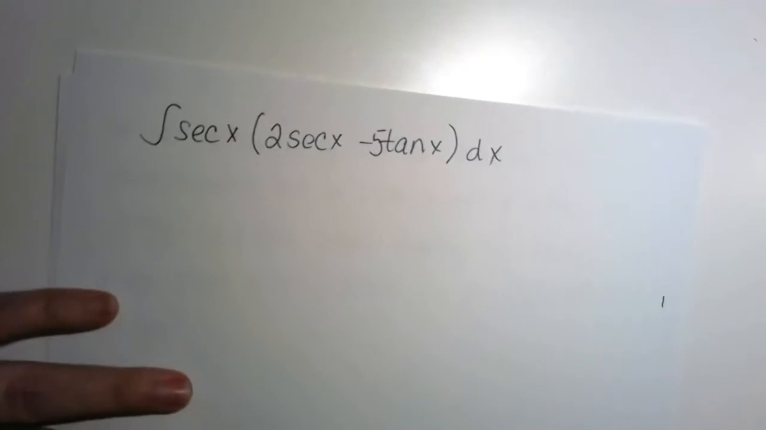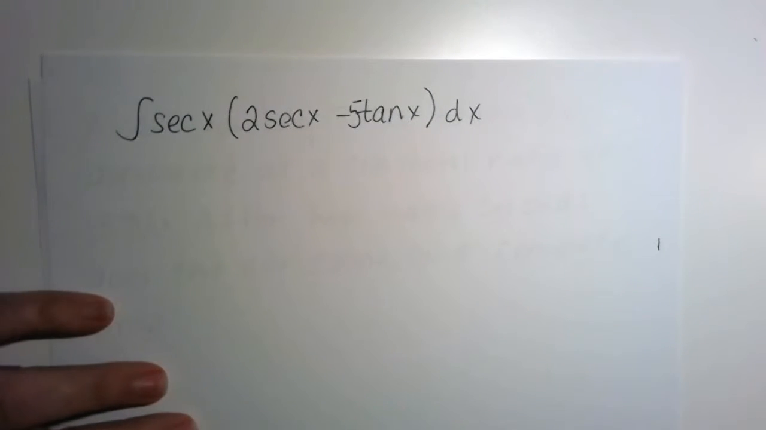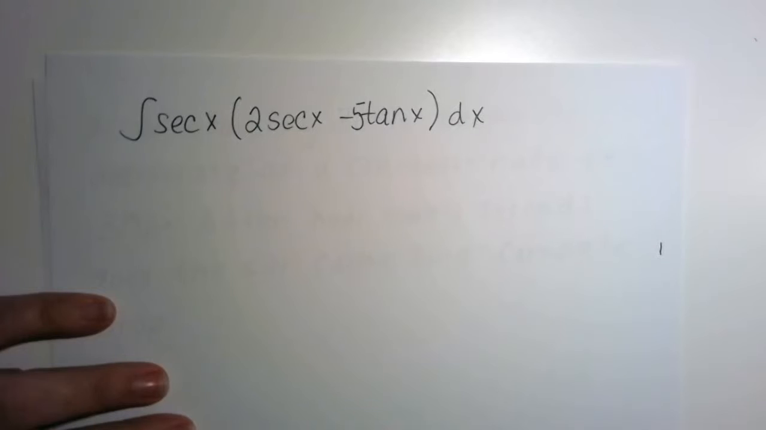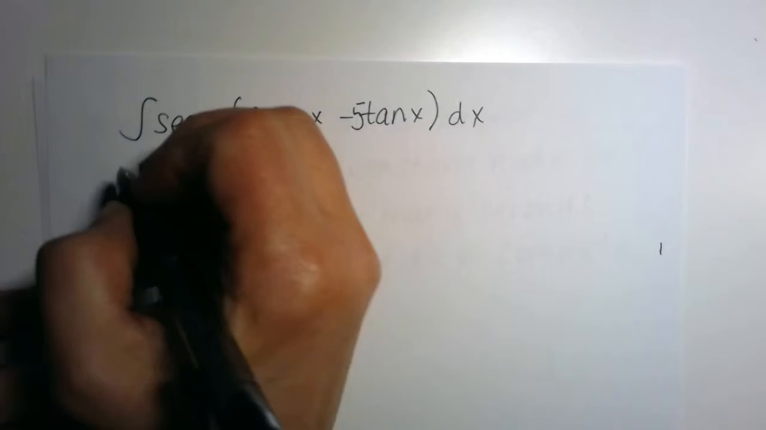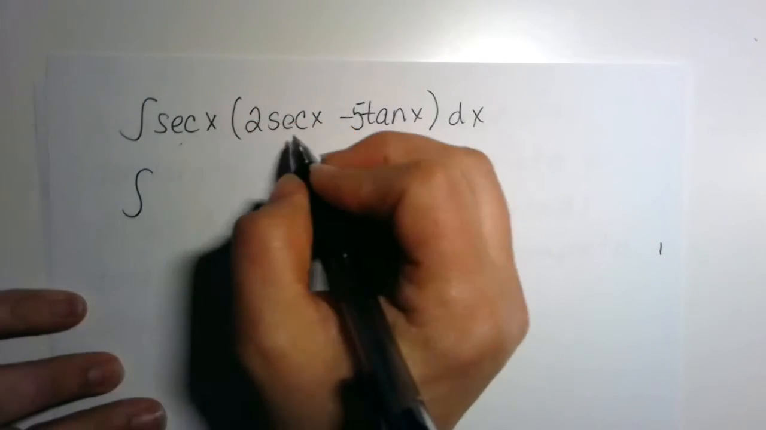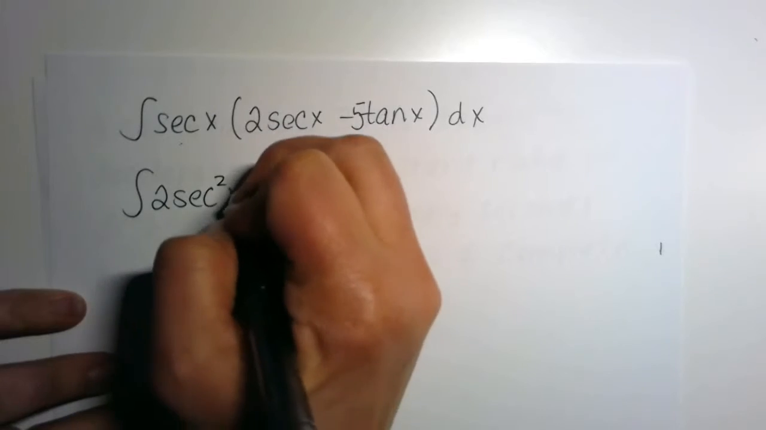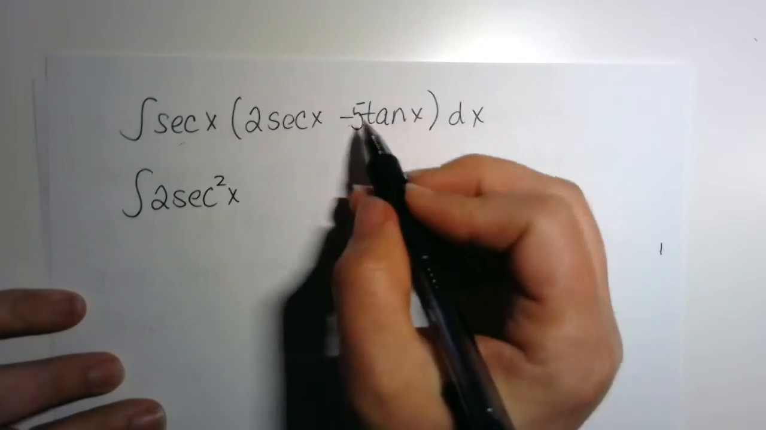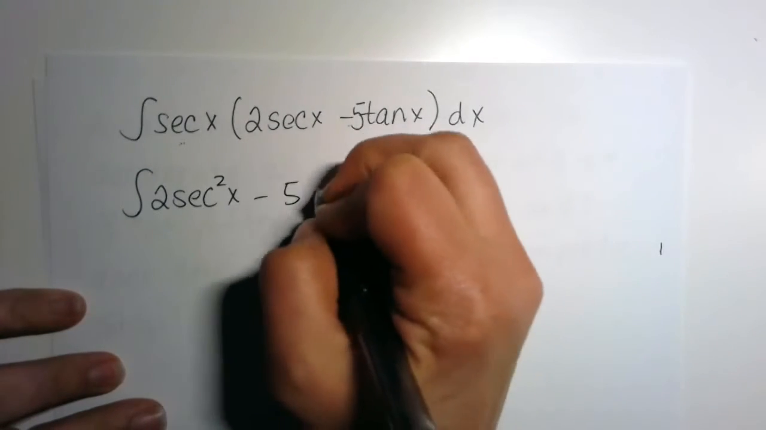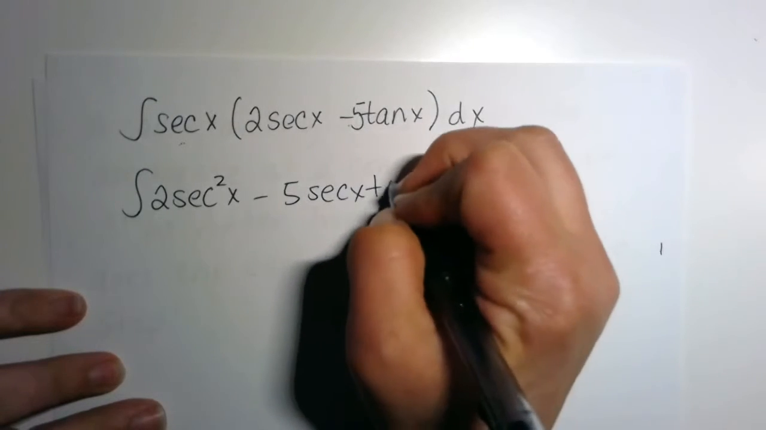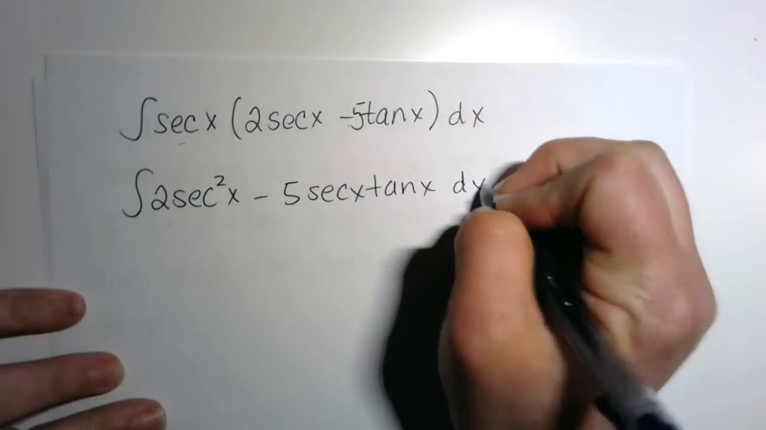All right, so let's do some trig here. So we have secant times 2 secant minus 5 tangent dx. Okay, so again, I have multiplication. There's no rule for that, so I'm going to just do the multiplication. When I multiply these two together, I get 2 secant squared x, and then when I multiply these two together, I get minus 5 secant x tangent of x dx.